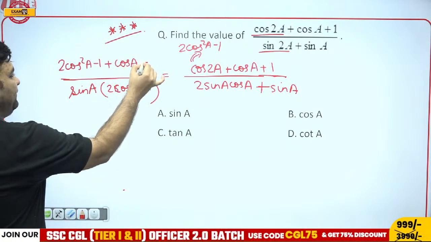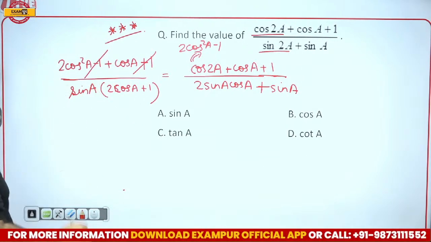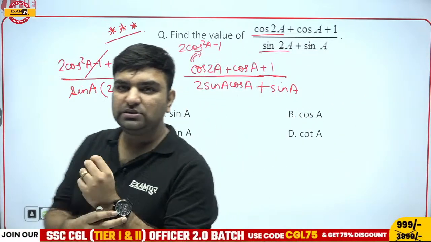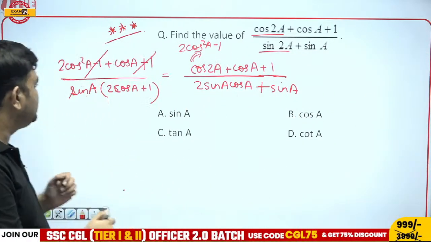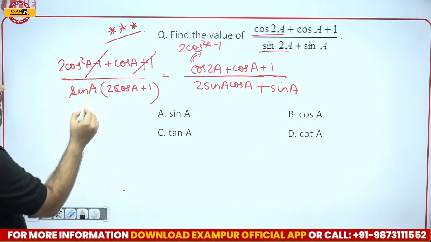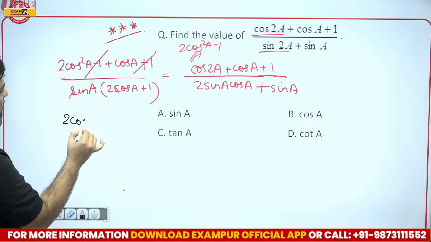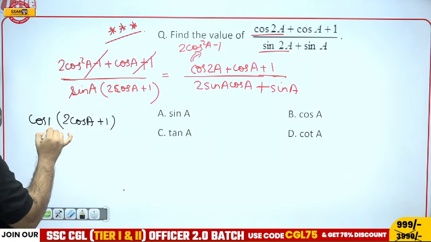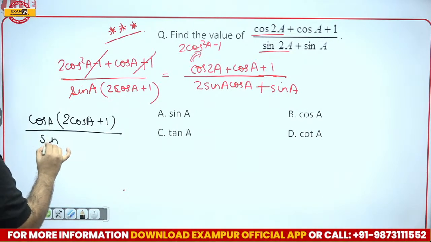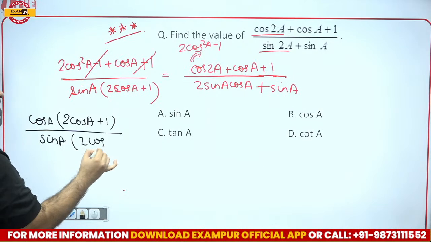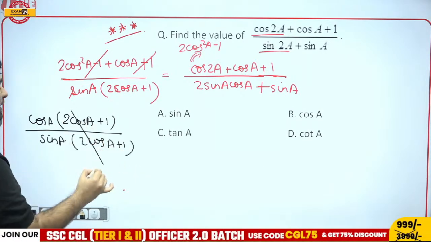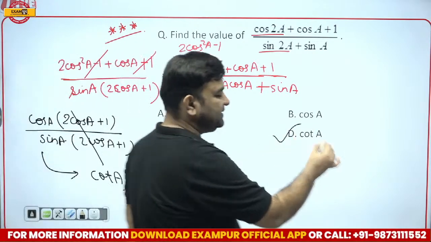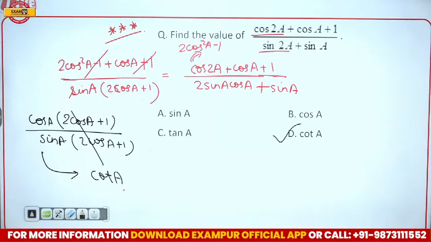There is one extra benefit: this plus 1 minus 1 gets cancelled out. So now you can take 2 cos A plus 1, taking cos A common, divide by sin A, 2 cos A plus 1. Ultimately, the answer is cot A.